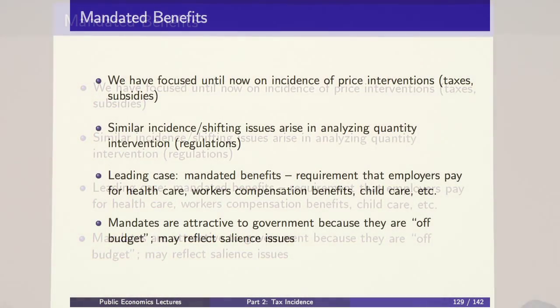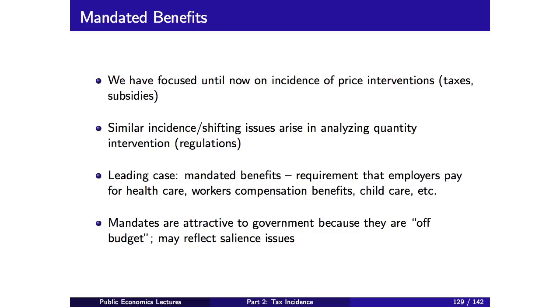Okay, so the last thing that I want to talk about in the remaining time that we have here is mandated benefits. That's the last topic we're going to cover on incidence. So until now, we've focused on the incidence of price interventions, like taxes and subsidies. But there are totally analogous issues with all various other types of policies, and in particular in policies that make quantity interventions, that is like regulation. Regulations also have similar incidence, and I want to talk about that in the context of mandated benefits, which are requirements that employers do something.